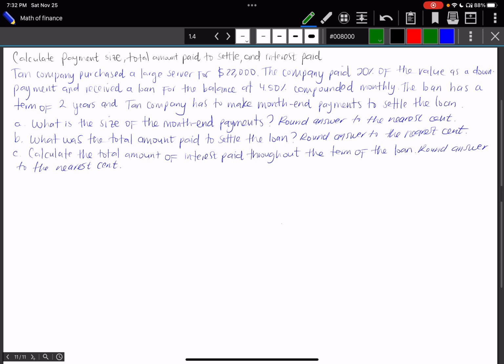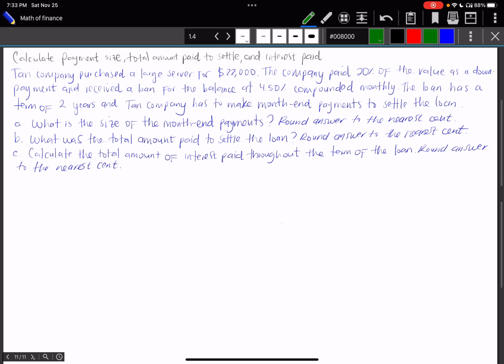Consider an example where Tan Company purchased a large server for $22,000. The company paid 20% of the value as a down payment and received a loan for the balance at 4.5% compounded monthly. The loan has a term of 2 years and Tan Company has to make month-end payments to settle the loan.